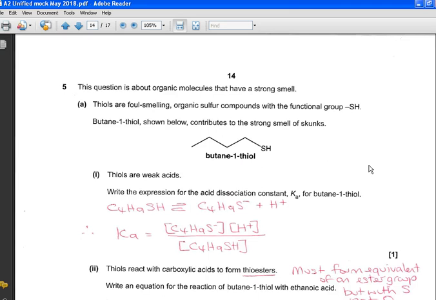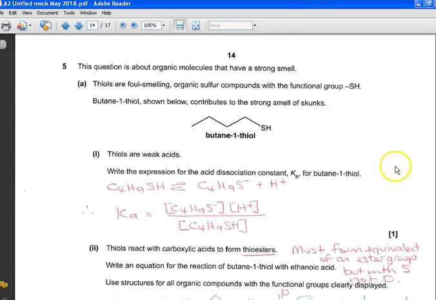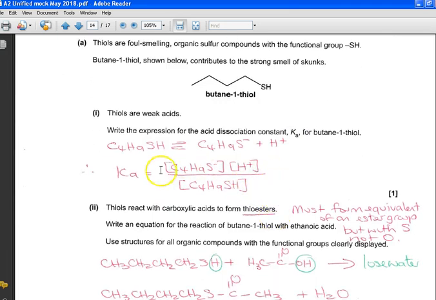This goes for this one as well, really. You won't have come across butane 1-thiol maybe, but you're told that it has a functional group of SH and basically forms thioesters. So it's a weak acid, and if it's a weak acid, it loses the hydrogen. So it's straightforward enough to write the expression for the acid dissociation constant. If you're not sure, just write out the equilibrium first and then put it into the expression for Ka.